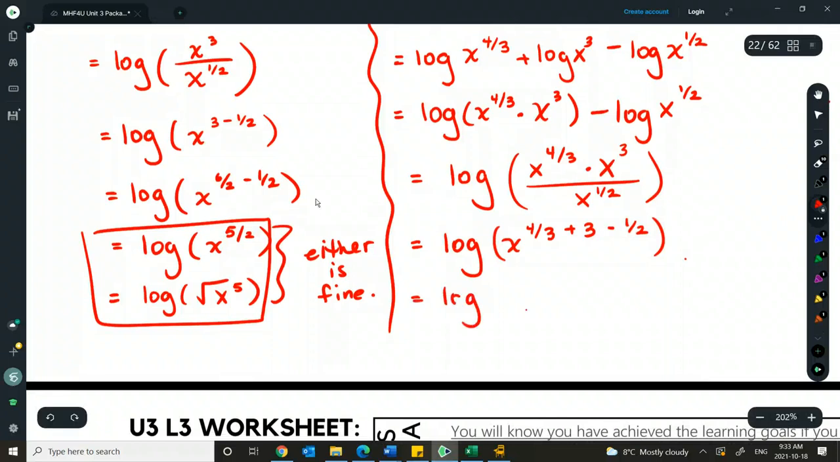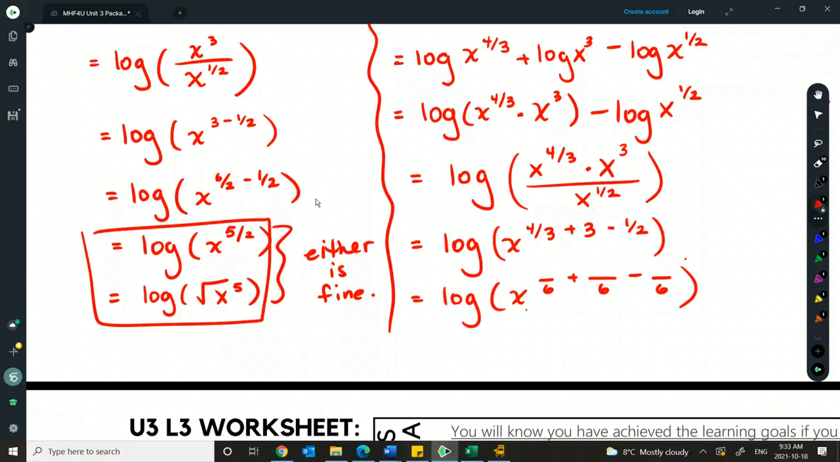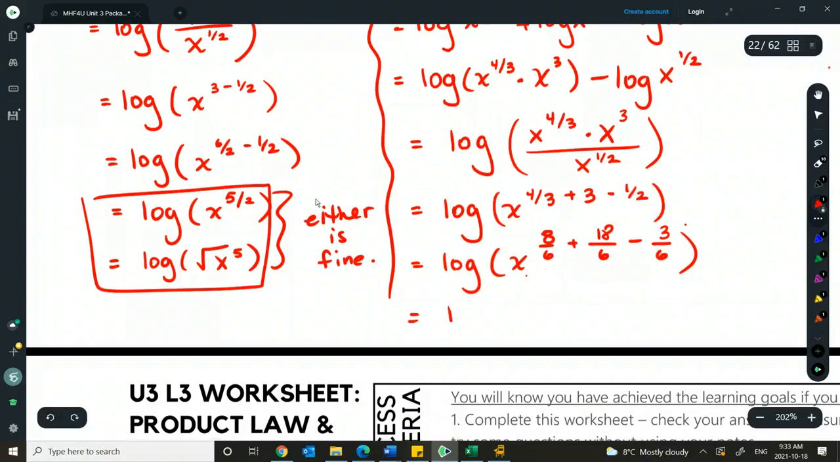Okay, create a common denominator. I think we'll just create a denominator of 6 for all of these. So times 2 times 2, that's 8 over 6. Times 6 times 6, that's 18. Times 3 times 3, that's 3 over 6. And then just add those all together, or subtract. So 5 and 18 is 23 over 6.